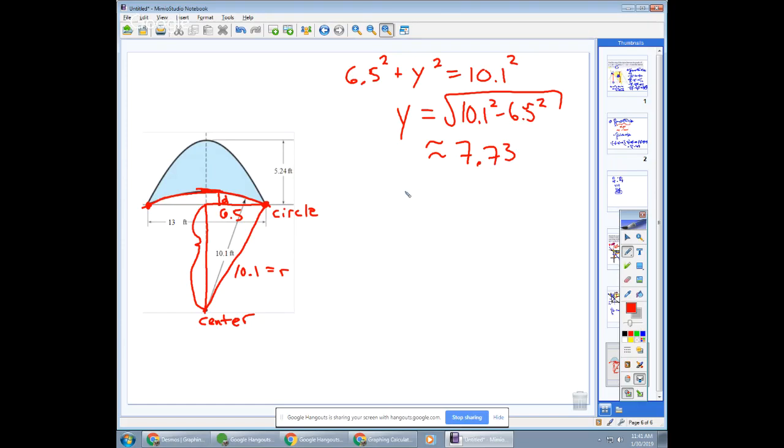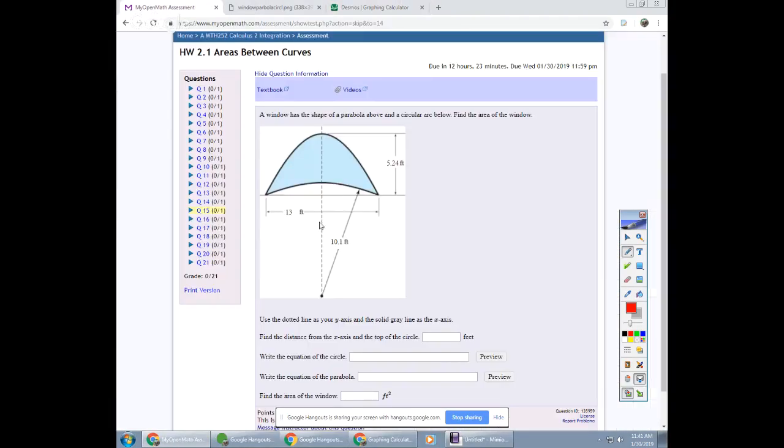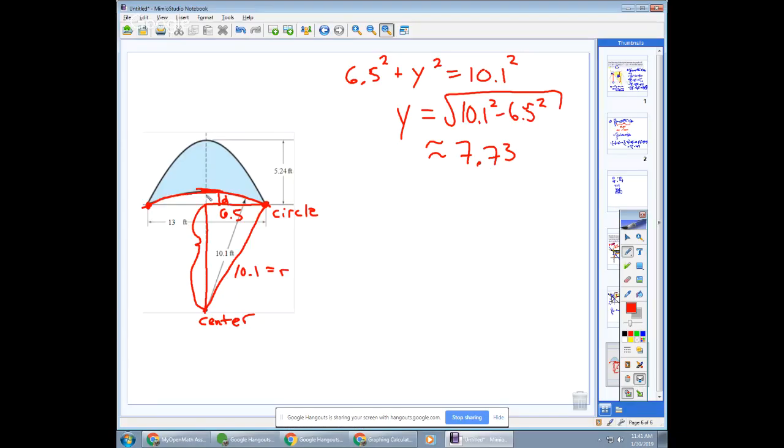wait, do I even need that top distance right there? That's what they're asking for. Well, no, they want an equation. They want both the feet and the equation. Find the distance to the top of the circle, right? So that depends on where we are. Right in the middle here, it's whatever 10.1 minus this is. But over here, it's shorter. Over there, it's a little shorter. Over there, it's a little shorter.